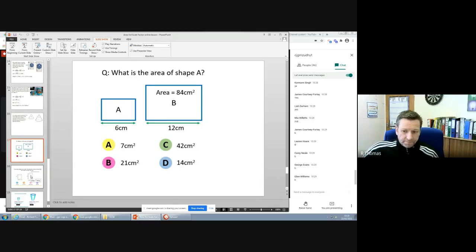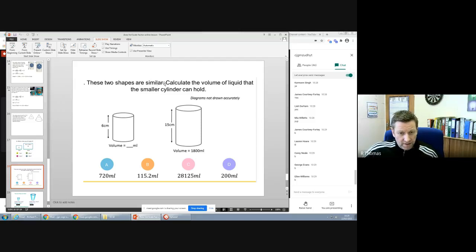Okay, so let's try a different one. These two shapes are similar. When you see that on the exam paper, your brain goes, right, this is area or volume scale factor questions. Calculate the volume of liquid that the smaller one can hold. I give you 2 heights. You're going to divide them to get the linear scale factor. We're then talking about volume, so you will have to cube that to get the volume scale factor. Once you get that, we'll do 1800 divided by that to get the volume of the smaller cylinder. So press some buttons on your calculator and then put A, B, C, or D in the chat.